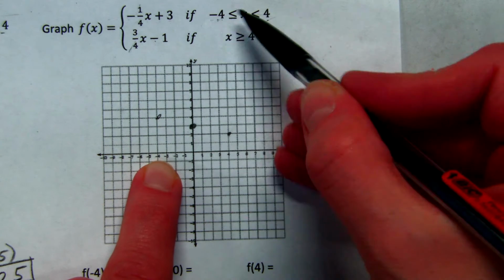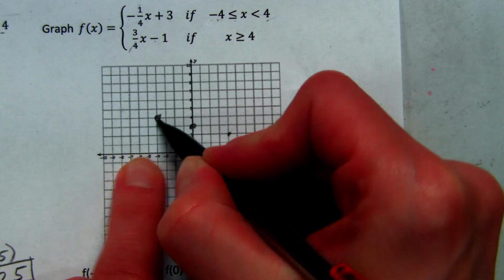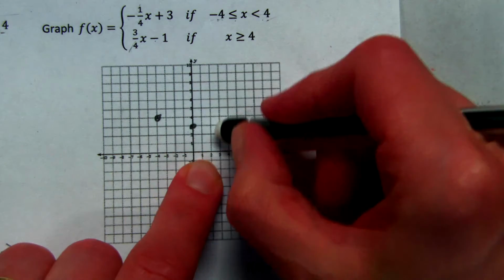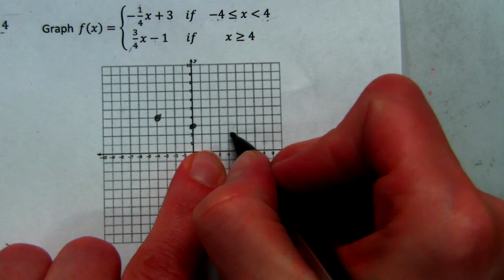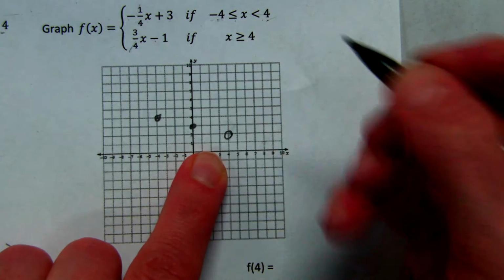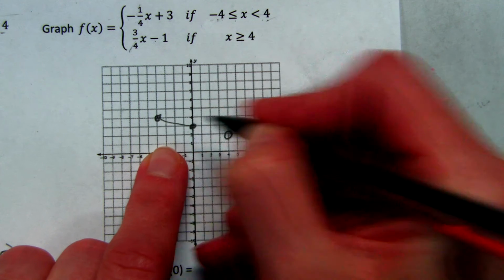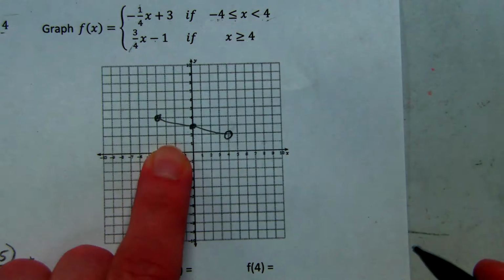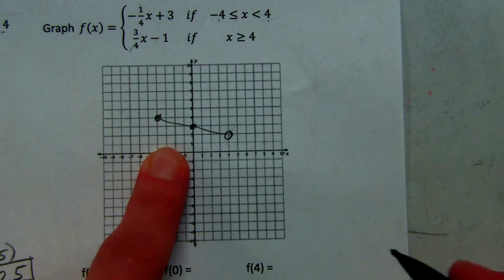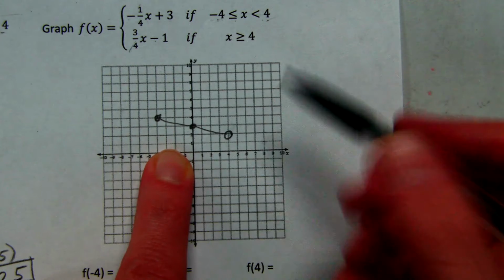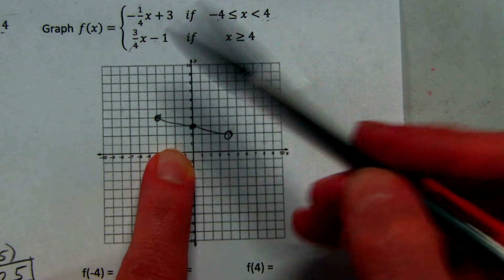So next to the negative 4, we have an equal to bar, so that one is filled in. Next to the positive 4, it does not have an equal bar, so I'm going to change that to be an open point that doesn't really count, and then connect that across. So that's my first piece, and then I've got to do my second piece.